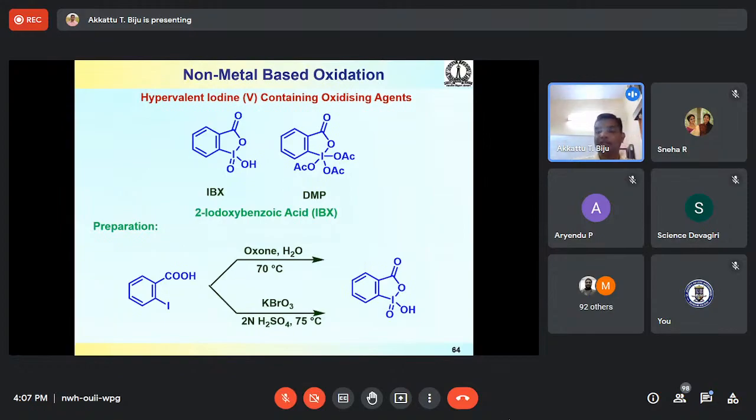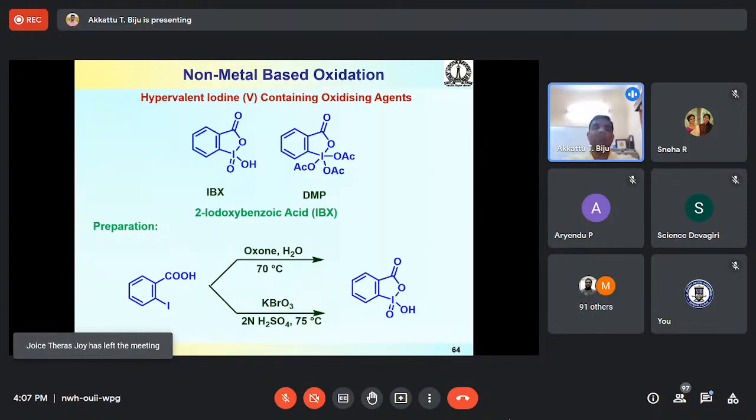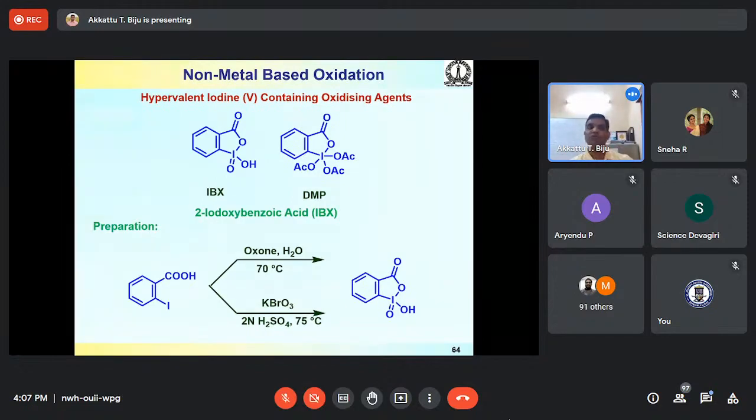So far we have seen oxidation reactions using dimethyl sulfoxide as the medium for oxidation. But there are some other reagents which are also useful for doing oxidation reactions under metal-free conditions. One such reagent is the hypervalent iodine-containing reagent. Of the hypervalent iodine reagents, one is IBX, and the second one is DMP.